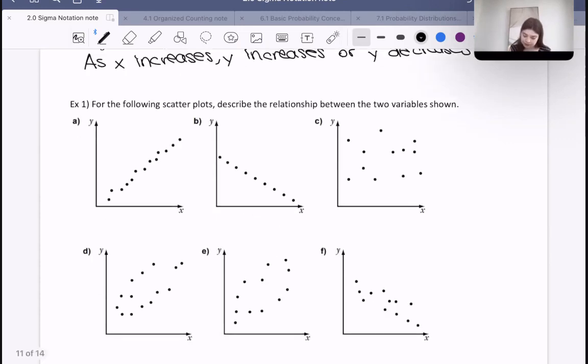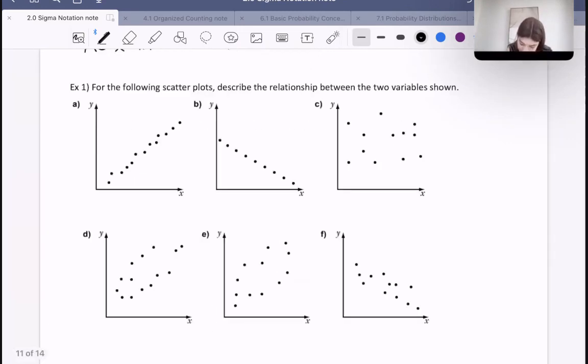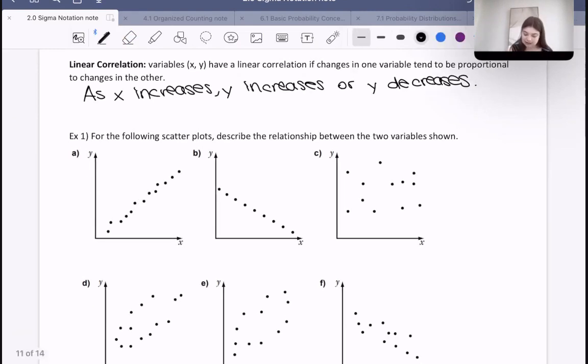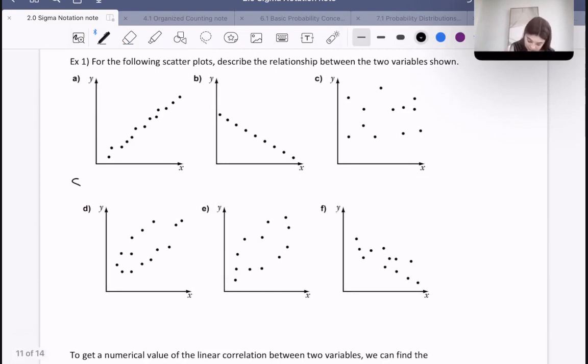So this first one looks relatively linear, right? I could draw a line here and it doesn't completely go through all the points, but this is approximately linear. So I'm going to say this is a strong positive linear correlation. Strong positive. This one here looks like an even stronger negative. We could connect the dots and we'd have a line. So this is a strong negative correlation.